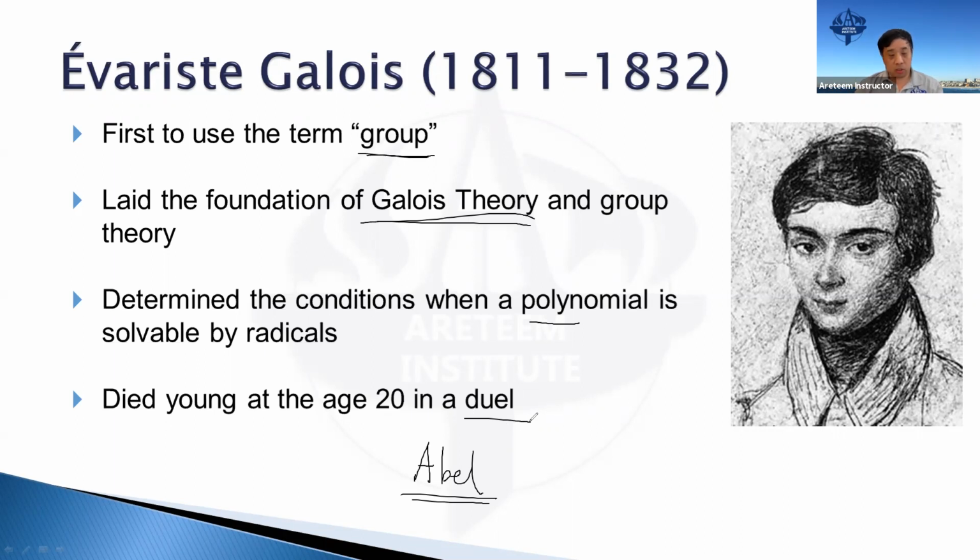He knew he couldn't win, and before the day of the duel, he spent a lot of time writing down all his mathematical ideas. On his paper he wrote, "I have no time. I have no time. I'm going to die. I'm going to die in the morning." He just wrote that across a lot of pages. And then the next day, he went to the duel, where they used guns. He got shot in the abdomen, and then he died later.